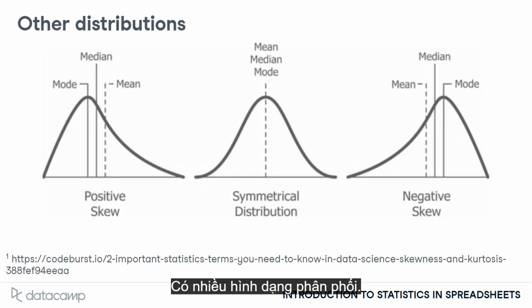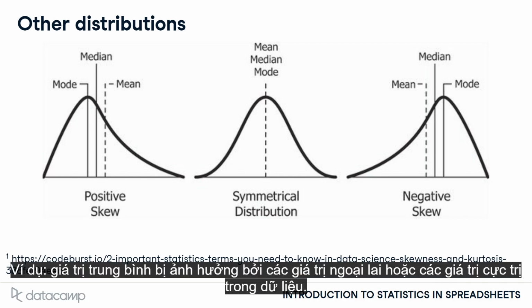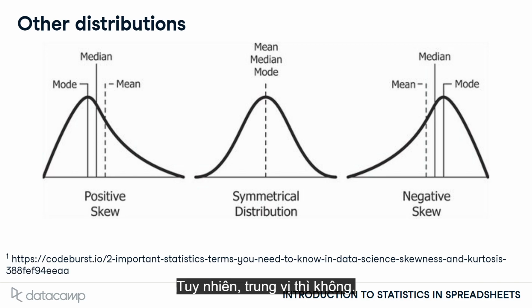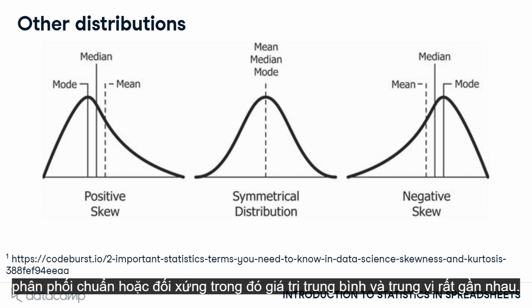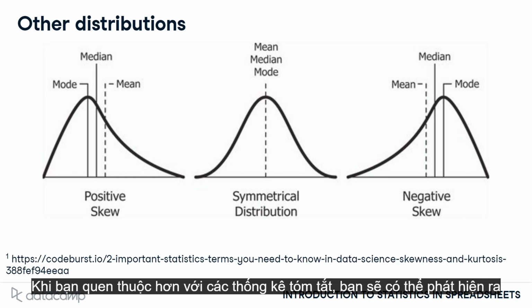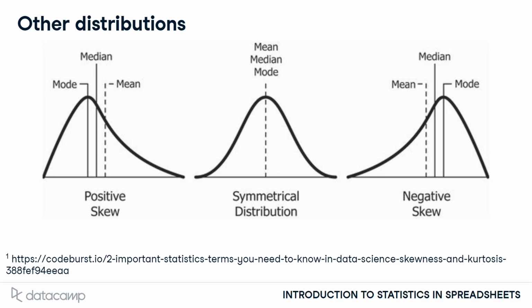There are many distribution shapes. Some of the more common ones are shown here. For each, the summary stats will change. For example, the mean is affected by outliers or extreme values in the data. However, the median is not. So in a skewed distribution, these values will differ, unlike the normal or symmetrical distribution, where mean and median are very close. As you get more familiar with summary statistics, you'll be able to spot a non-normal distribution by reviewing the stats instead of a histogram.